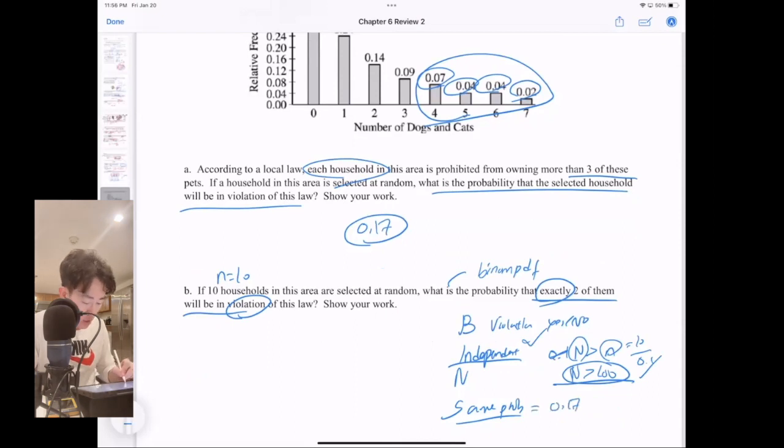So therefore, independence can be assumed, and the same probability here in violation is 0.17 from part A. Number of trials is fixed, like I said. So we're going to do binomial PDF of number of trials, chance of success, or chance of violation in this case, and we want 2.